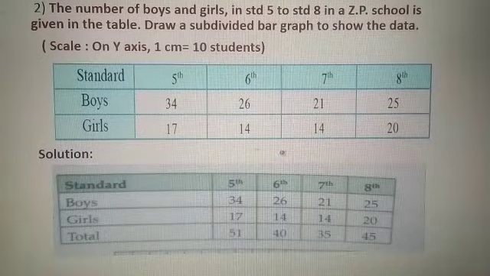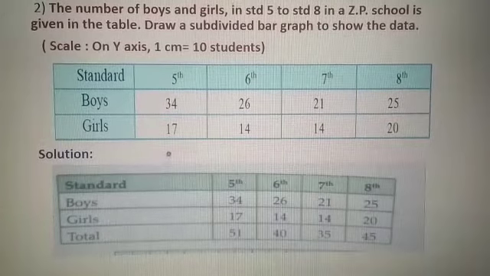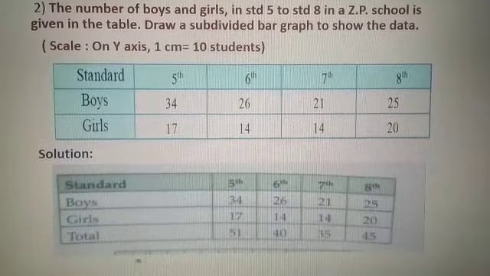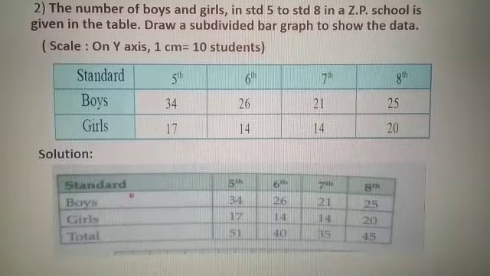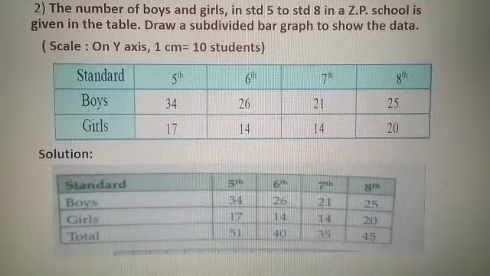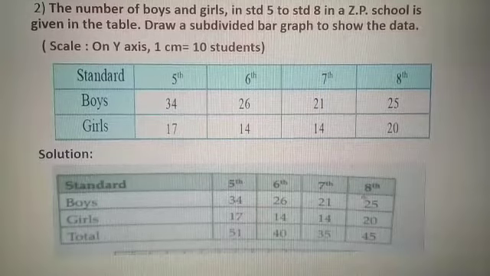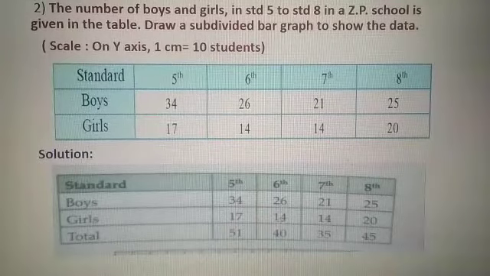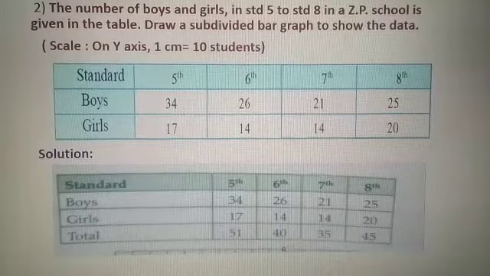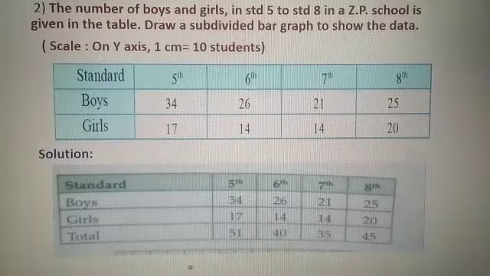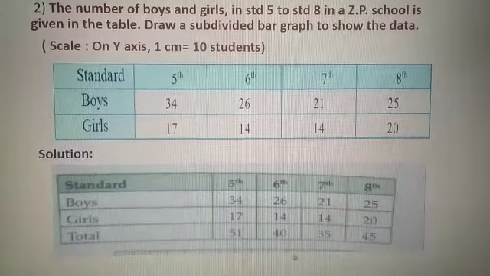So first of all we have to find the total of boys and girls in each standard. So that is the solution part. In the solution part again you have to draw the table, show standard 5th, 6th, 7th and 8th. Write down number of boys and girls in each class, not section, it is a class. And now do the total of 5th standard, 6th standard, 7th standard and 8th standard.